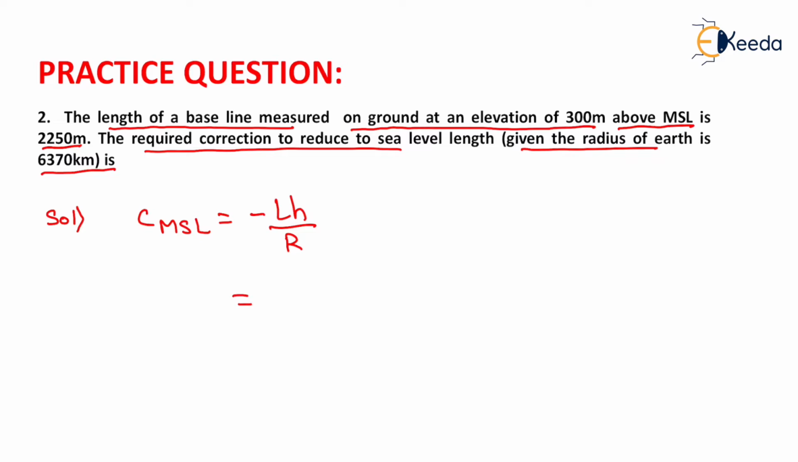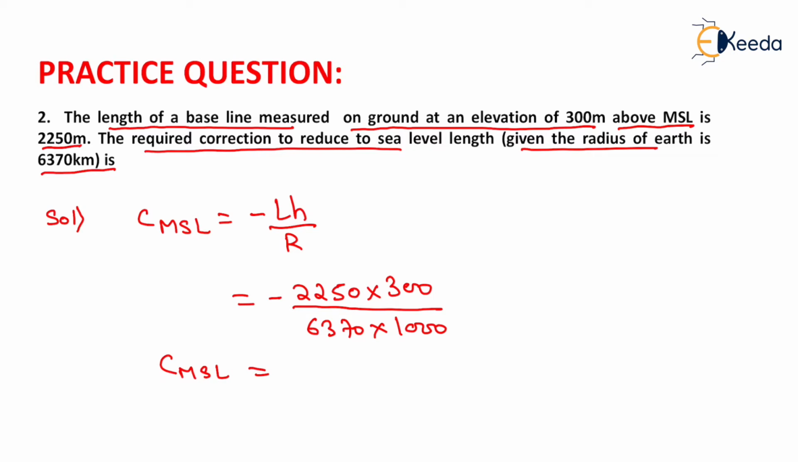Now in this question the value of L is given as 2250 meter and the value of H is given as 300 meter. The value of R is also given in the question, that is 6370 kilometer, but we want to convert this kilometer into meter, so we need to multiply here with 1000. After solving this we will get the correction due to mean sea level is equals to minus 0.106 meter. That will be the required solution of this question. We had determined the value of correction due to mean sea level equals to minus 0.106 meter.